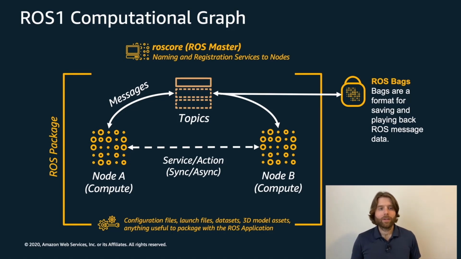In ROS 1, there is a central discovery server called ROS Master that provides naming and registration services to make nodes and services discoverable to one another. Nodes communicate with the ROS Master to discover other nodes and topics that are available within the distributed system. ROS nodes, along with any configuration files, launch files, datasets, 3D model assets, or really anything that makes sense to compile up with your application, are stored in what we call ROS packages.